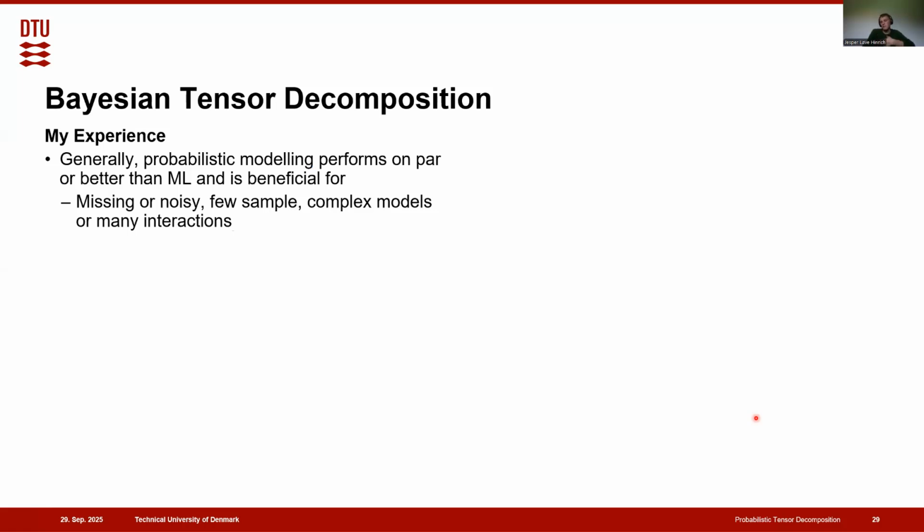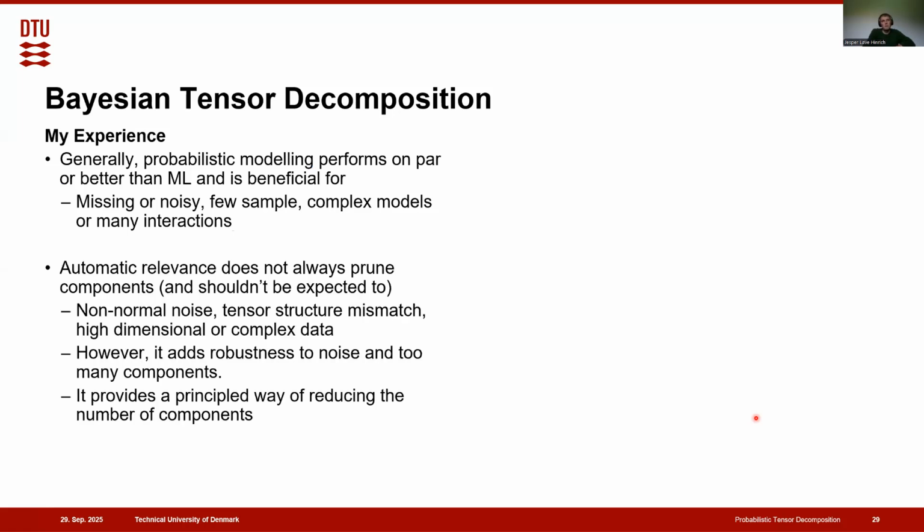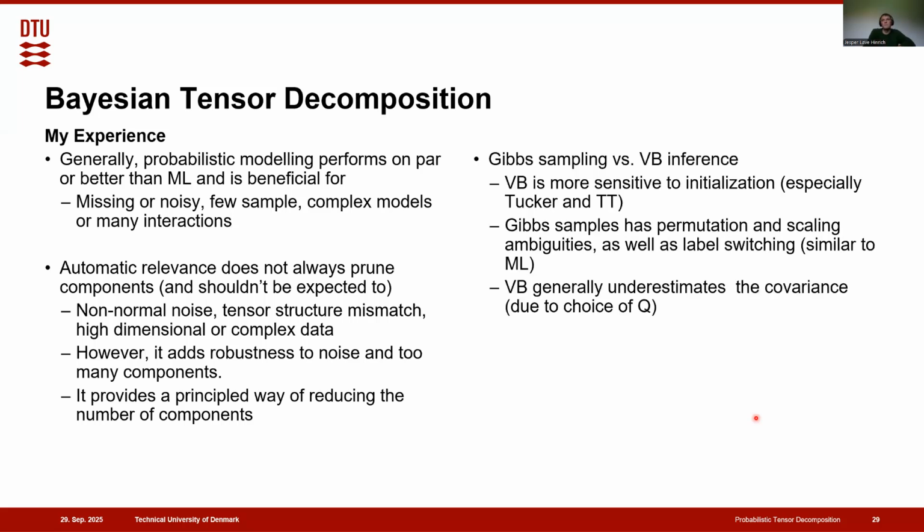So overall, these are some of my takeaways working with Bayesian tensor decomposition: it's generally as good or better than maximum likelihood, and it's really beneficial if you have few samples or complex models or many interactions, or you just have a lot of noise in your measurements. The automatic relevance estimation doesn't always turn everything off. You really need your model to match your data, but still it gives robustness if you specify too many parameters. You don't have this issue of degeneracy at all that you have in maximum likelihood based models.